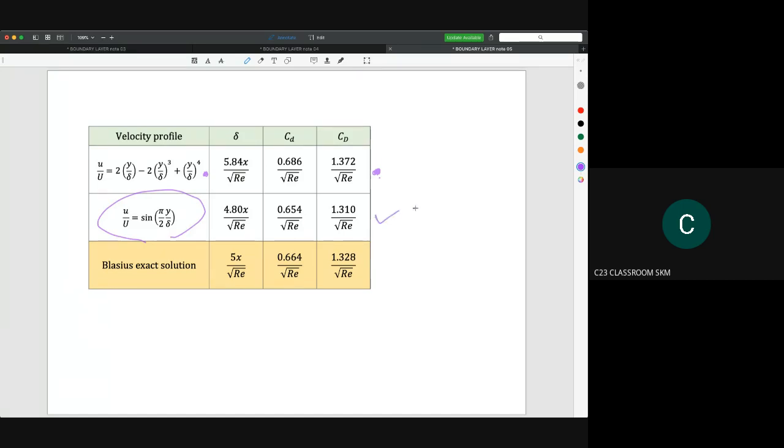In the next lecture, we will focus on the Blasius exact solution. So what is the Blasius exact solution? We will go to the next chapter.